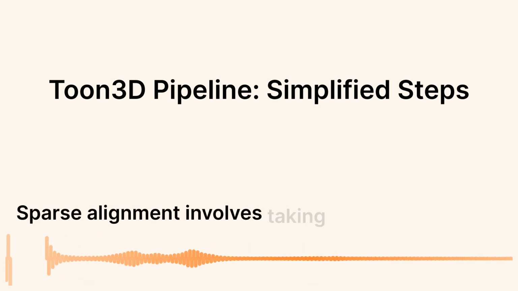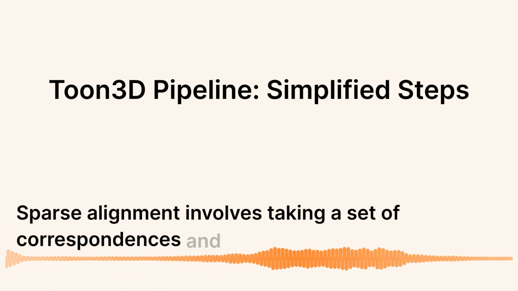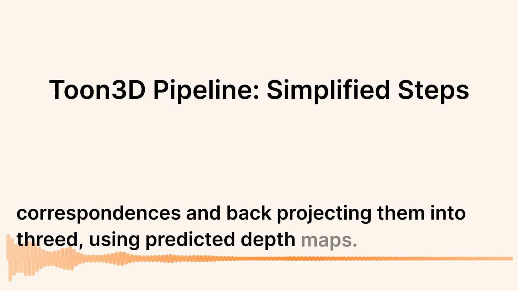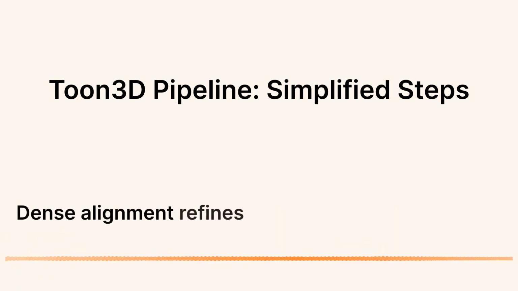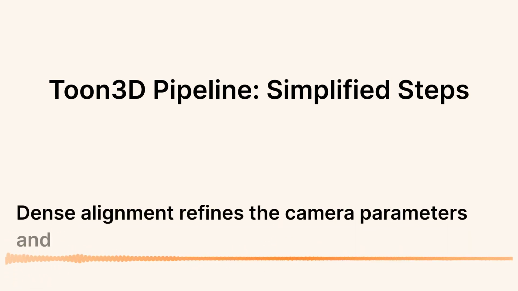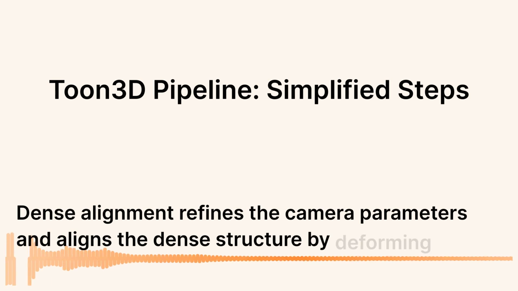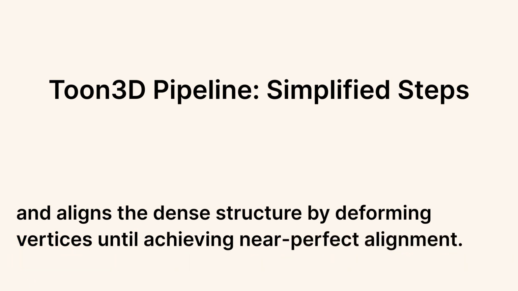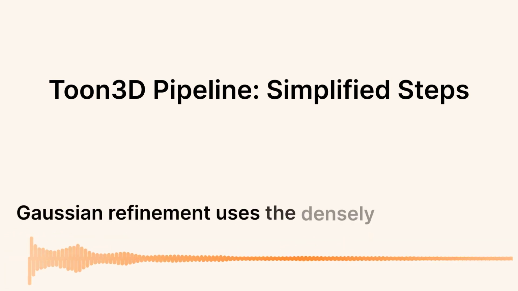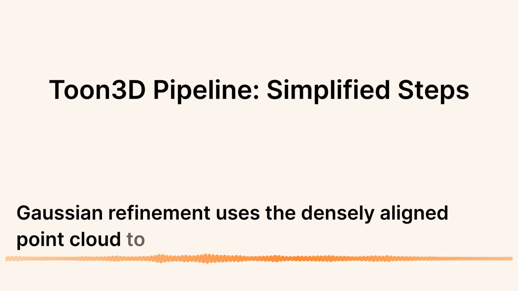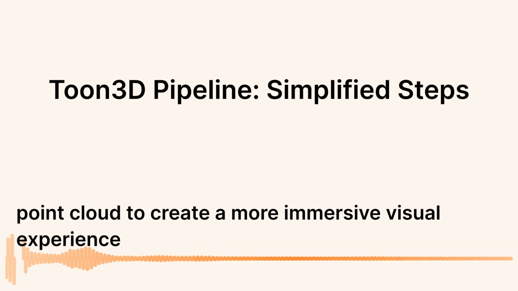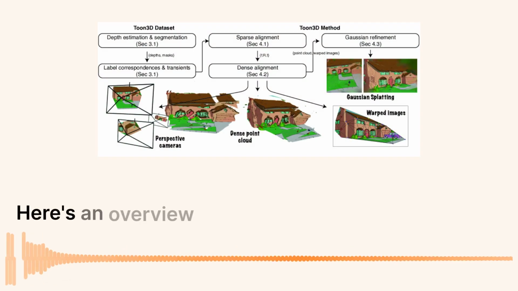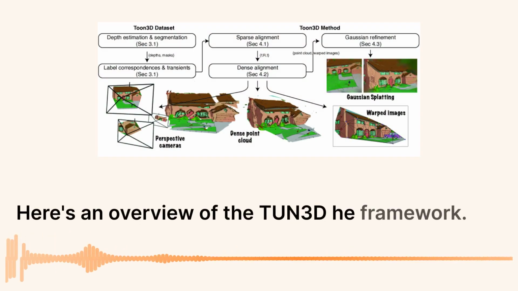Sparse alignment involves taking a set of correspondences and back-projecting them into 3D using predicted depth maps. Dense alignment refines the camera parameters and aligns the dense structure by deforming vertices until achieving near-perfect alignment. Gaussian refinement uses the densely aligned point cloud to create a more immersive visual experience than point clouds or meshes alone. Here's an overview of the Toon3D framework.